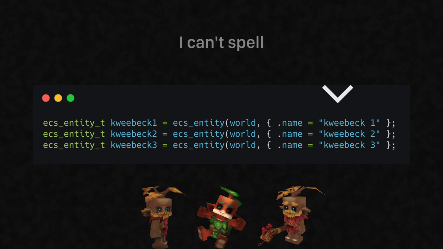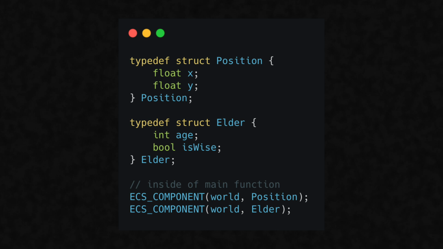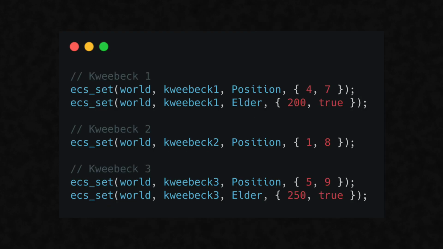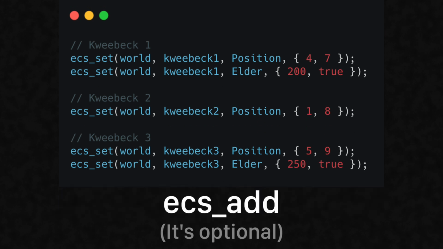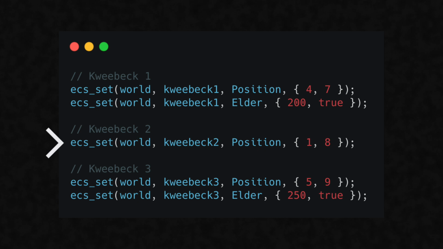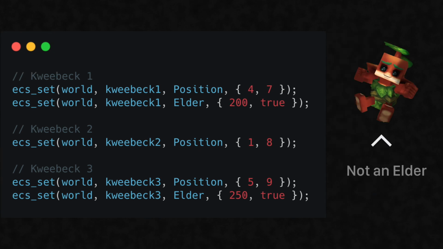I'll also put a name on them, just so you can tell them apart. I will also make a position and elder component. Let's add the components to the Quebecs. By the way, you can add components by simply using ECSSet. You actually don't need to call ECSAdd. Notice how the second Quebec does not have the elder component. This will be important to keep in mind.